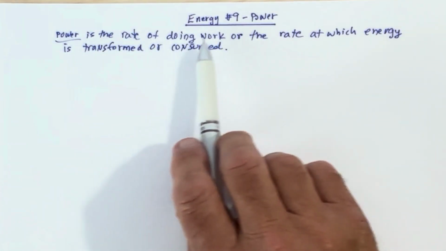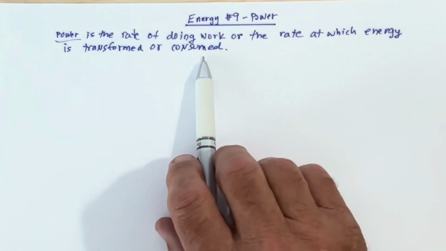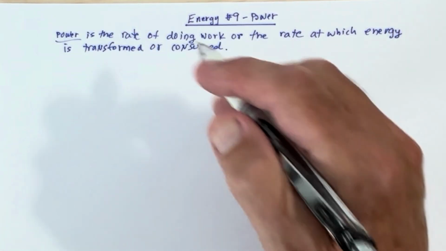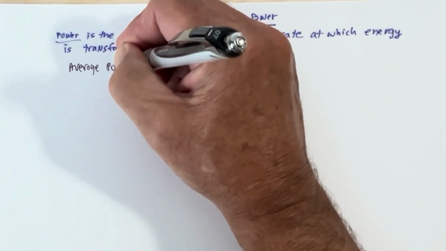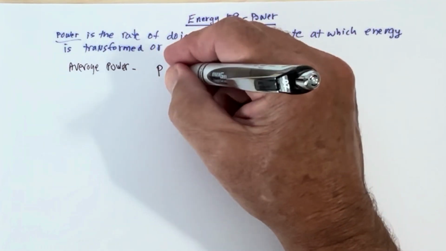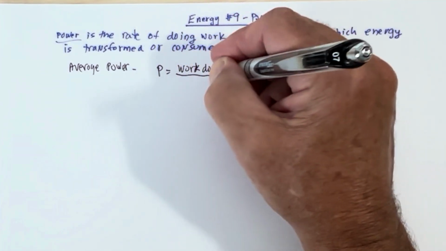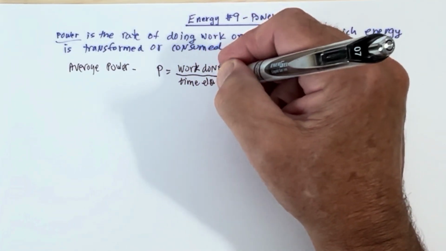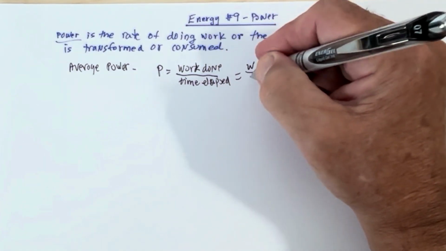So power is the rate of doing work or the rate at which energy is transformed or consumed. We see power in a lot of different venues in our life, and in physics it has a specific definition. We're going to look at what's called the average power. This would be the power expended or generated during a work. It's going to be the work done divided by the time elapsed. And we can write that as just the work per unit time.